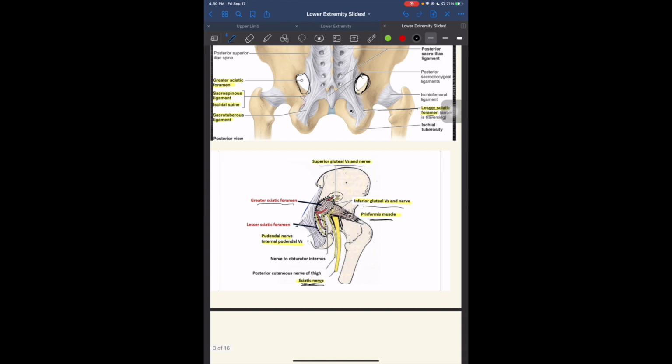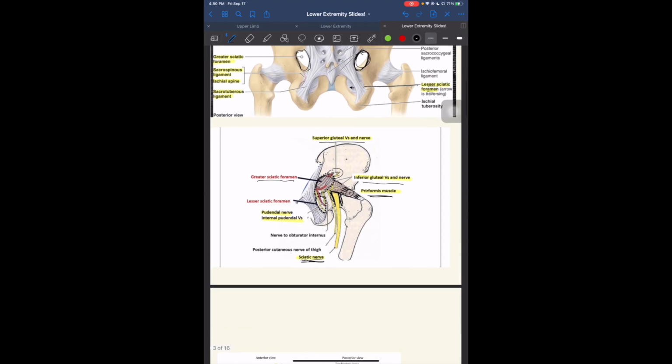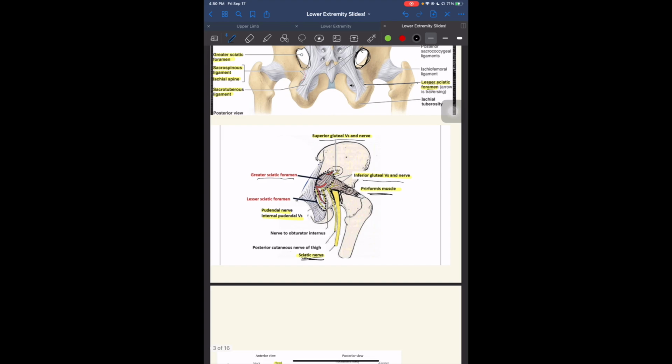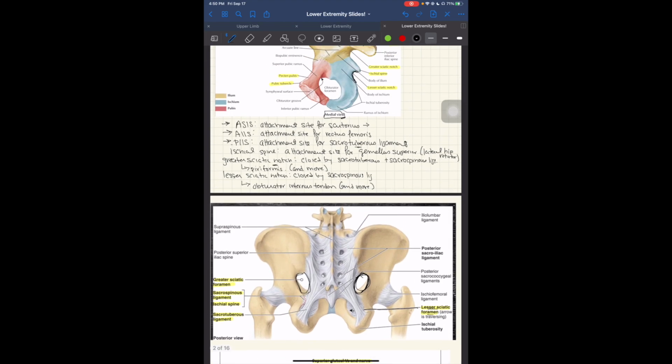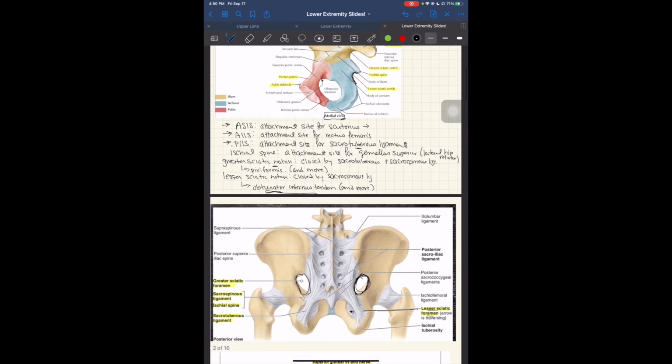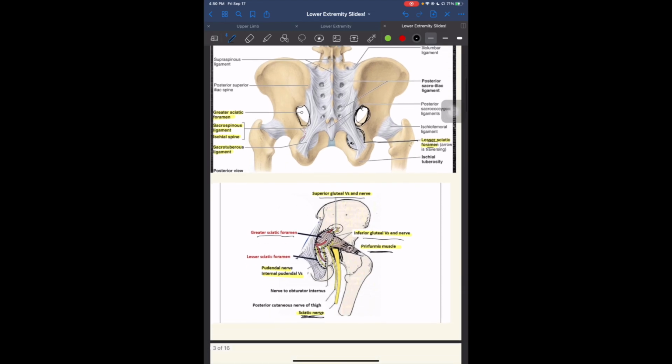Okay, and then coming out of our lesser sciatic foramen in this image, you can see the pudendal nerve, which innervates our external genitalia, very intertwined with us experiencing pleasure, if you will, as well as the obturator internus tendon. The obturator internus tendon also goes through our lesser sciatic foramen, and that's another external or lateral rotator of the hip.